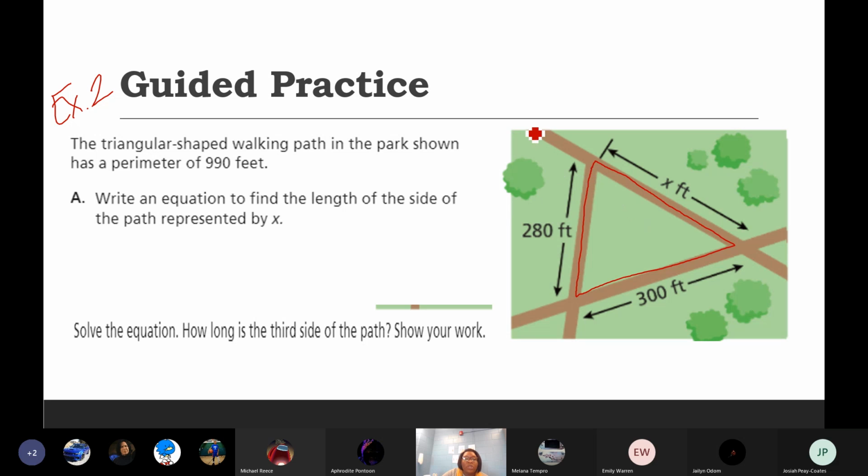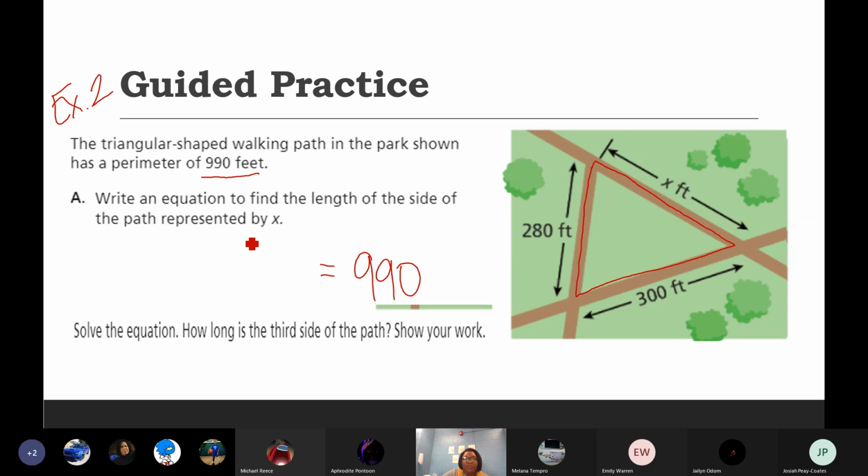So when we look here, we're going to annotate our text. It says the triangular shaped walking path in the park shown has a perimeter of 990 feet. Remember, perimeter is the sum of all sides of a shape. So write an equation to find the length of the side of the path represented by X. So we know our perimeter is 990 feet. Yes, all of the lengths of this triangle have to add up to a total of 990.